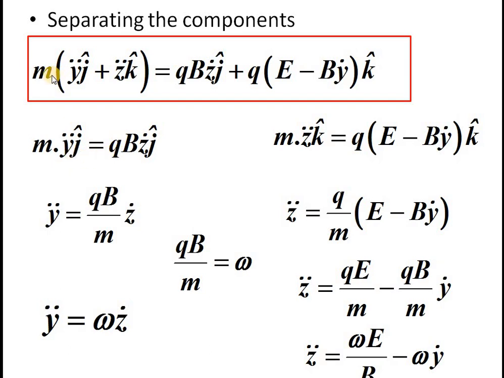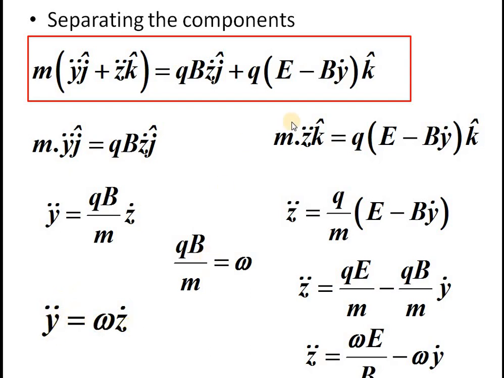Now take this part, m y double dot j cap. The counterpart is qBz dot j cap. So that will give you y double dot is equal to qB by m times z dot. Here q, B, m are constants, so you can replace qB by m with a quantity omega. We actually call it the cyclotron frequency, and we have derived it in the first module, you can check back. So we get y double dot is equal to omega z dot.